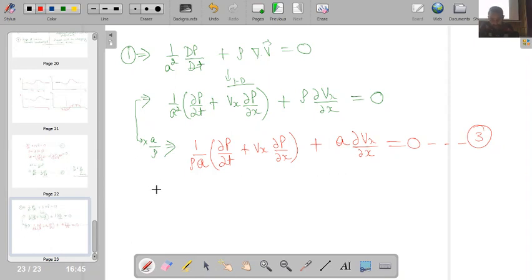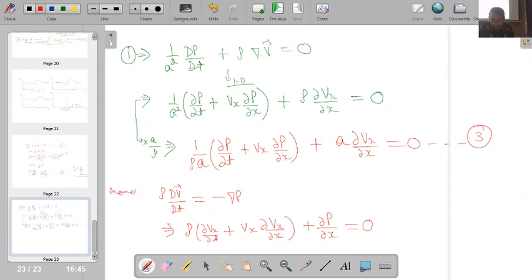Now, I will also write the momentum equation. So, can you tell me what is the momentum equation? ρ times dv vector by dt equal to minus gradient of p, if we neglect the viscous dissipation and body forces. Okay, so ultimately for the one dimensional case, it becomes ρ times ∂vx/∂t plus vx times ∂vx/∂x, and this gradient of p, when it comes to the left hand side, becomes plus ∂p/∂x equal to 0. So this is coming from the momentum equation, and here I have made it 1D. Say this is my equation number 4. Up to this point, is it clear?